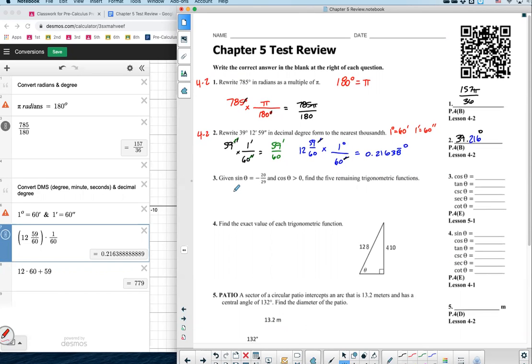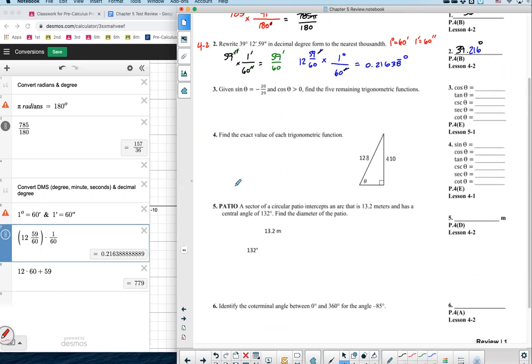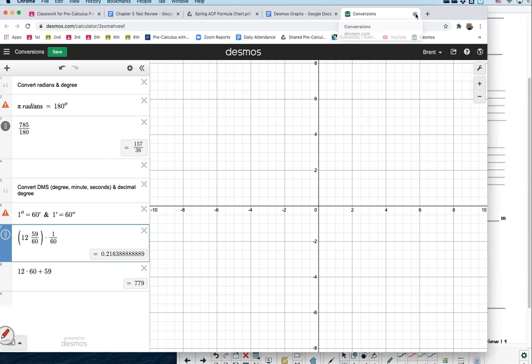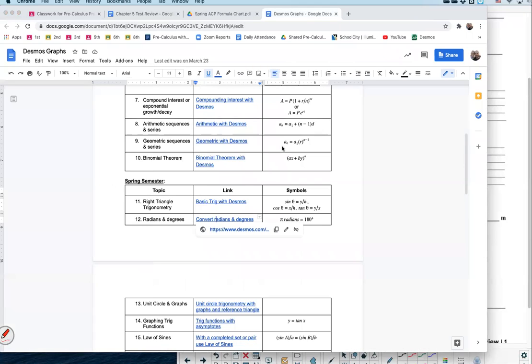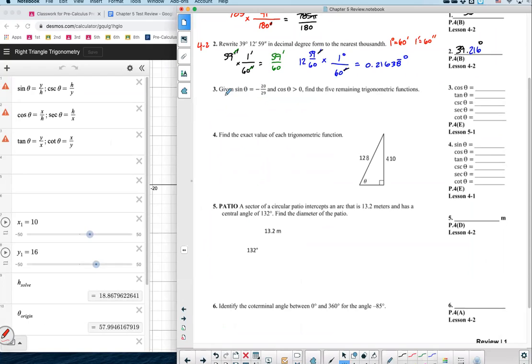All right, number 3. Again, some of these I'm going to skip as we go over. But on number 3, it says given that sine is negative 20 over 29. Now what I'm going to do here is switch calculators for a moment. I'm going to go to the basic trigonometry because I'm going to use a relationship that it's got over here. Well, it's helpful to know that sine is y over h, and it's also helpful to know that h is always positive, which means I can do a little substitution here.